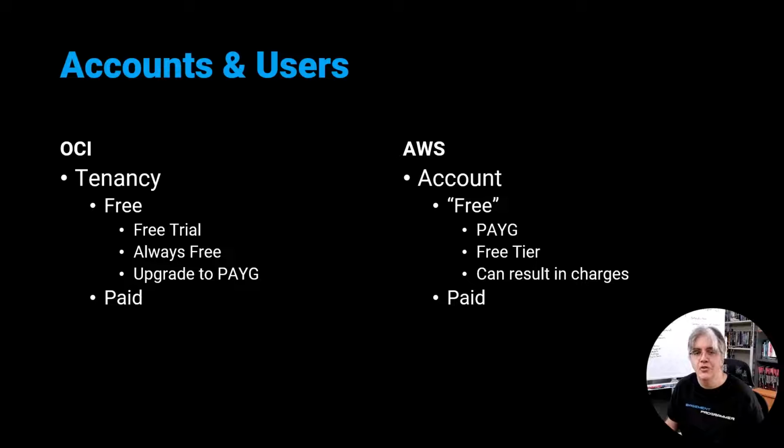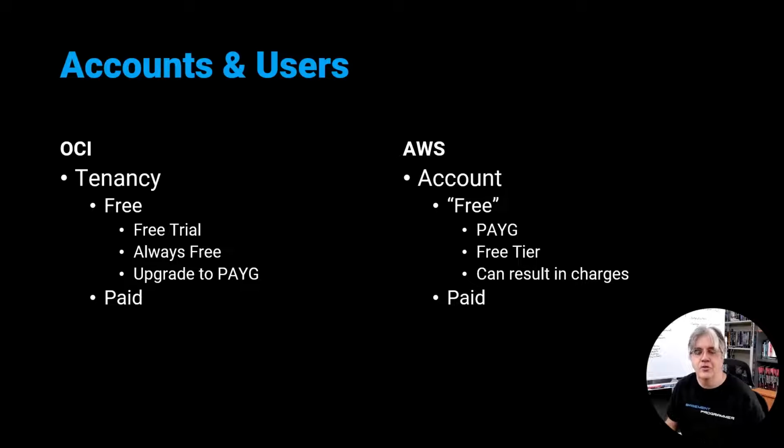In both cases, you're going to sign up with an email address and password. Though in OCI, you're also going to define a tenancy name as part of that setup. In AWS, you get an account number. Once you're set up, you get access to the free tier of services. Now, the free tier is very different here between the two providers.